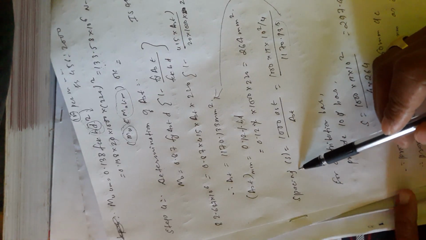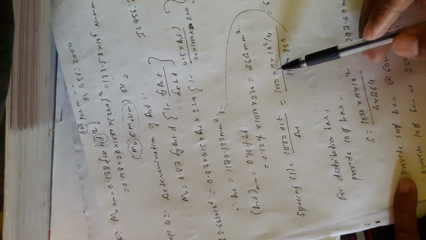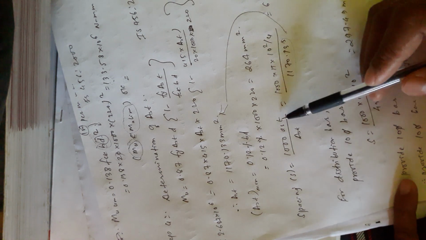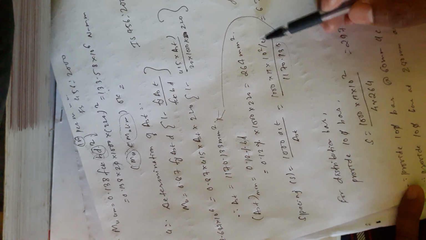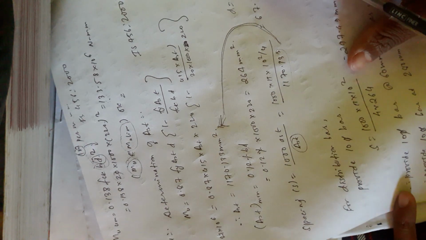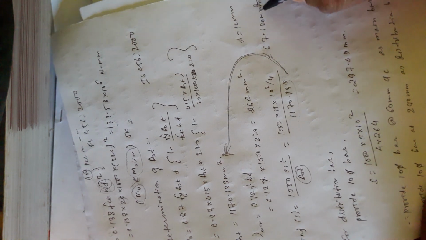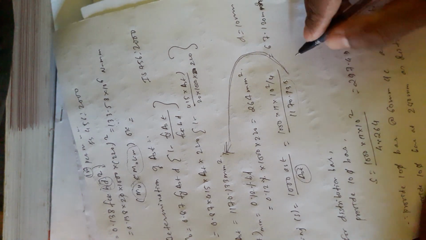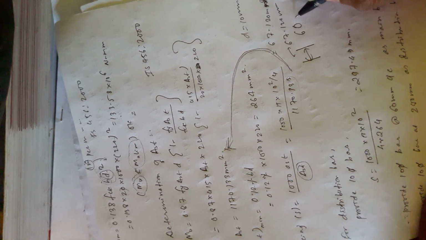Now spacing between the rebars is given by the formula 1000 into small AST by capital AST, that is 1000 into pi into 10 square by 4. Let us take diameter of the bar as 10 mm. So 1000 into pi into 10 square divided by 4 upon AST, which can be obtained from this AST of rebar. On solving this, the spacing between the rebar is 67.120 mm. So we need to keep the rebars at a spacing of 67.120 mm, or inside you can take 60 for usable purpose.